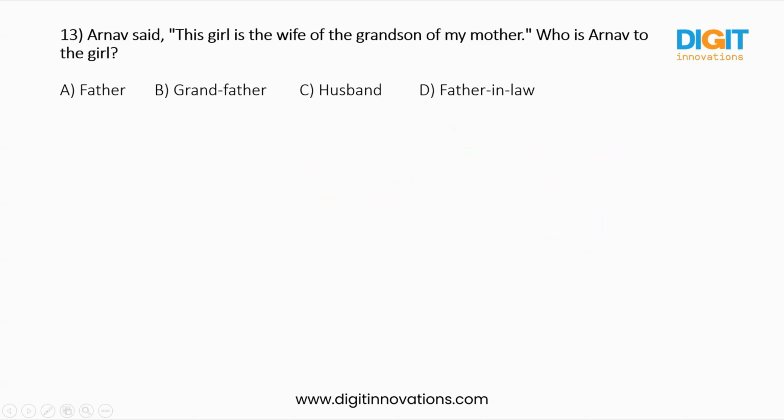Next one. Arnav said, this girl is the wife of the grandson of my mother. Who is Arnav to the girl? So this girl is the wife of the grandson of my mother. So the mother is there and Arnav is there.